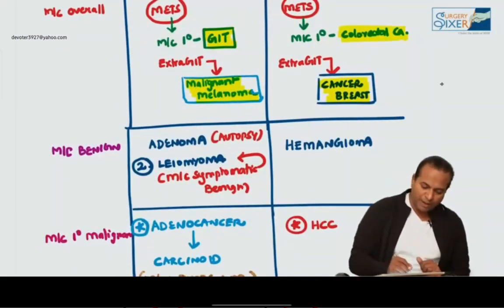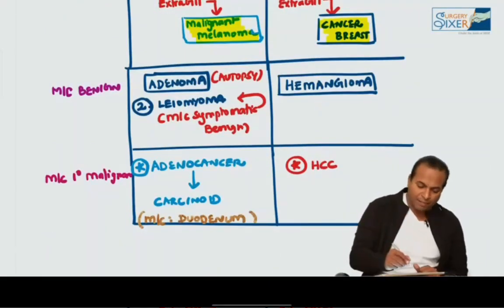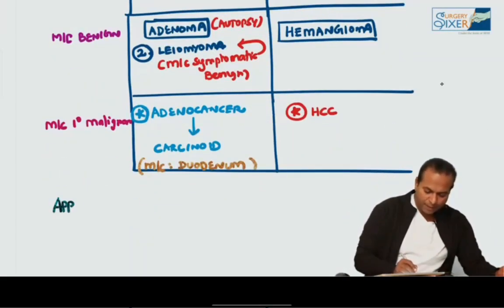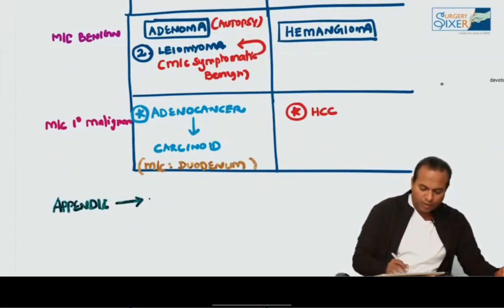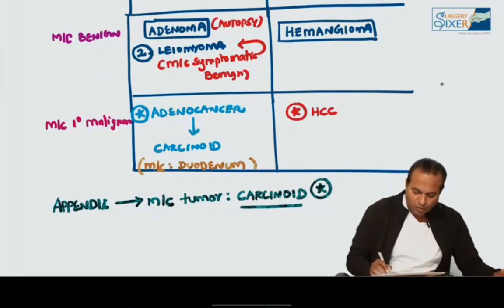So the most common benign tumor of small intestine is adenoma, hemangioma in liver. Adenocarcinoma is the most common primary malignant tumor of small intestine, whereas HCC in liver. And coming to appendix, what is the most common tumor? We are going to discuss this in appendix chapter. Just for completion, I'm telling the most common tumor in appendix is carcinoid tumor. Please don't forget, carcinoid tumor is the most common tumor of appendix.